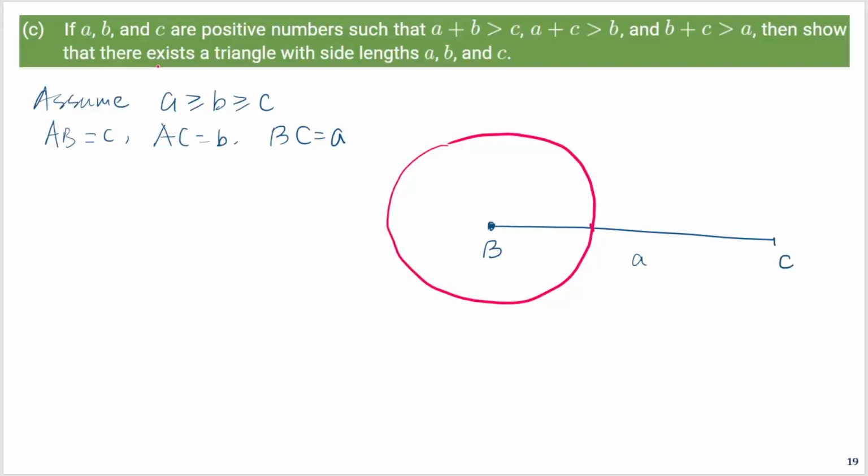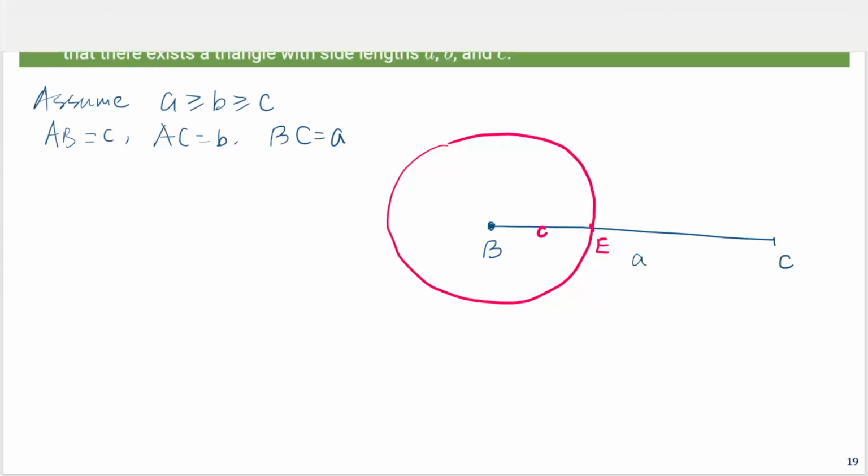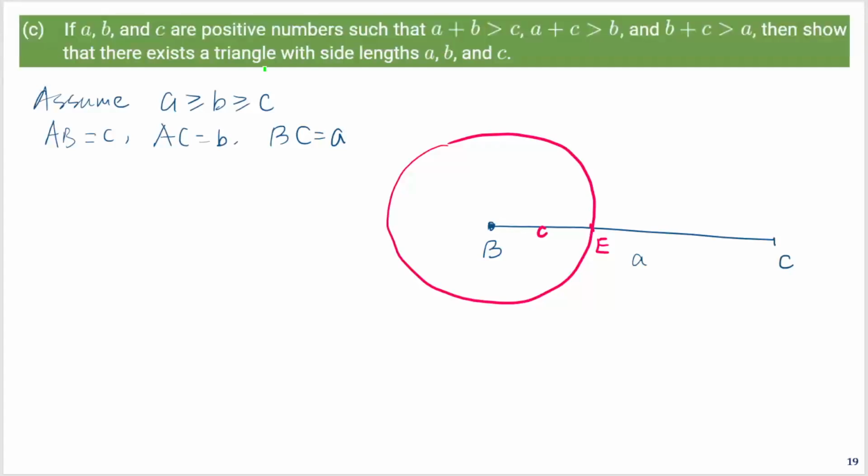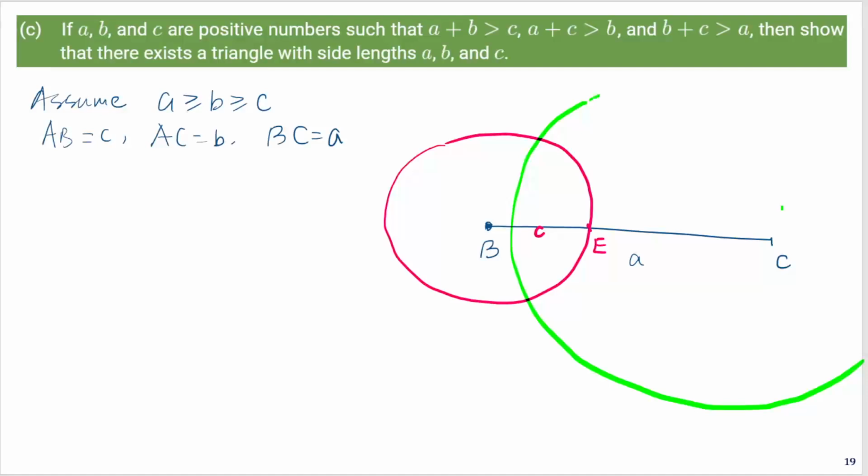So let's call this point E. Okay, so BE is actually B. C. And we could draw another circle on the right side, just here. Okay, it's out of the page, so I'll just draw part of it. And we call this point D. So CD equals C.